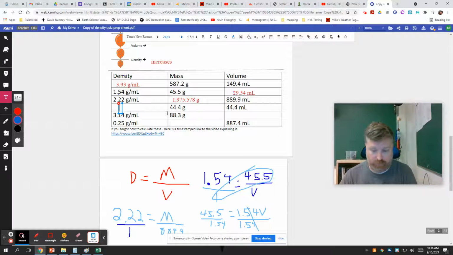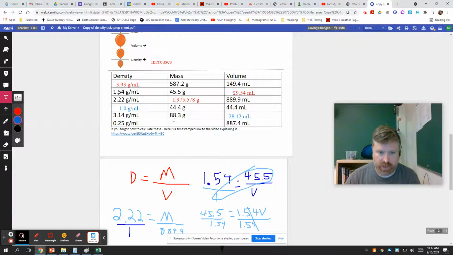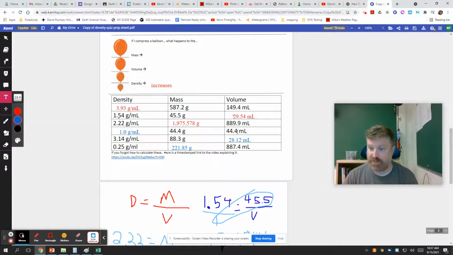Here, 44.4 over 44.4 is 1.0, which also, maybe this will come up, is the density of water. Because by definition, a gram is the amount of water it takes to fill a milliliter. So this number and this number will always be the same with pure water. Over here, it's 28.12 milliliters. And down here, it is 221.85 grams. No way you're going to make it through this quiz if this is still a mystery.